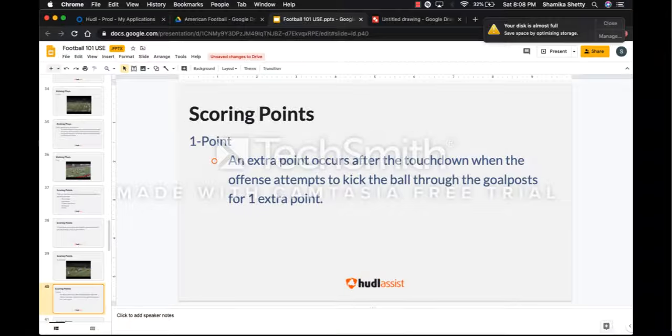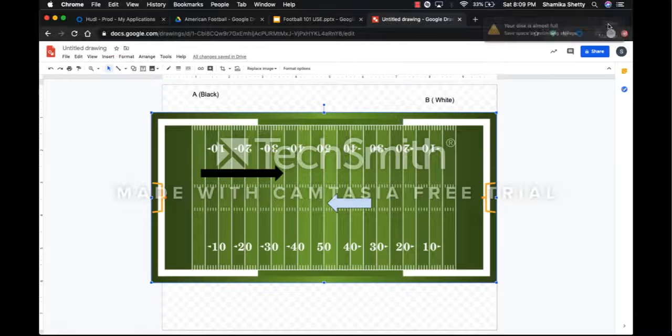After a team scores a touchdown, it gets 6 points awarded for that. After that, the team gets an advantage, another chance after a touchdown. So the team gets 2 options for that chance. The first one is an extra point. You can read here, an extra point occurs after a touchdown when the offensive team attempts to kick the ball through the goal post. In this attempt, the offensive team, the team that has just scored the touchdown, will stand at the positive 3 yard line.